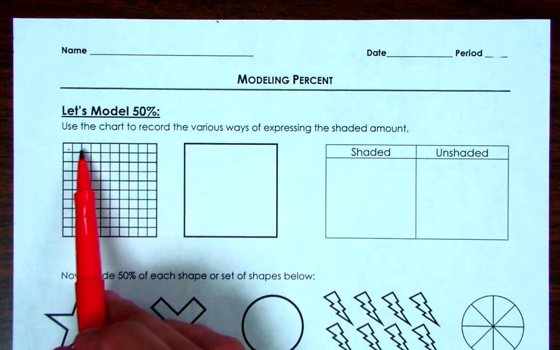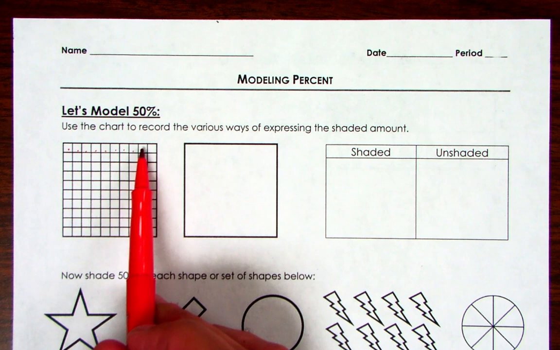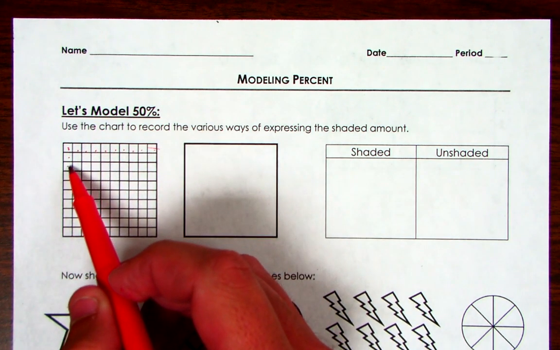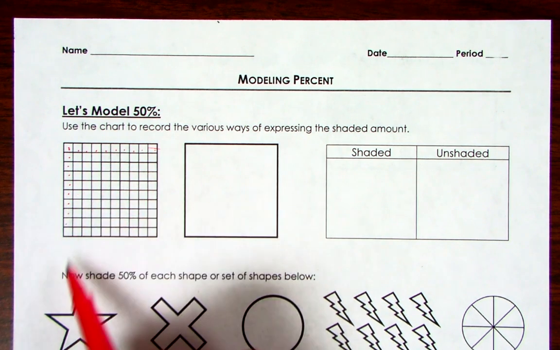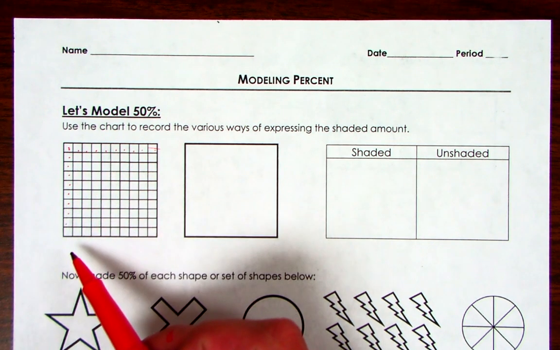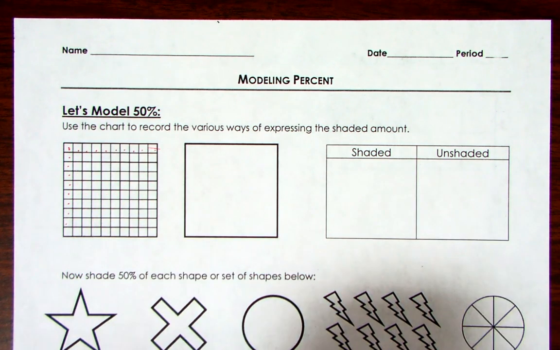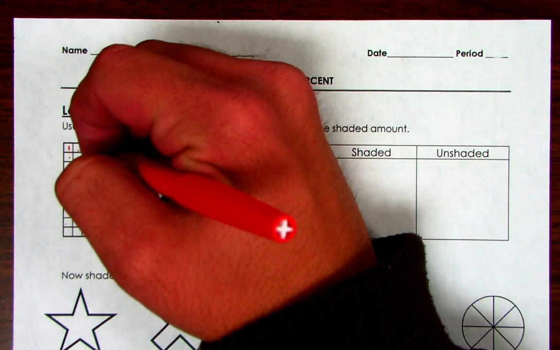Well, let's see, there's 1, 2, 3, 4, 5, 6, 7, 8, 9, 10 by 1, 2, 3, 4, 5, 6, 7, 8, 9, 10. So this is a 10 by 10 grid, which means there's 100 squares. So 50% of 100 would be 50 of them. So let's shade in 50. 1, 2, 3, 4, 5.